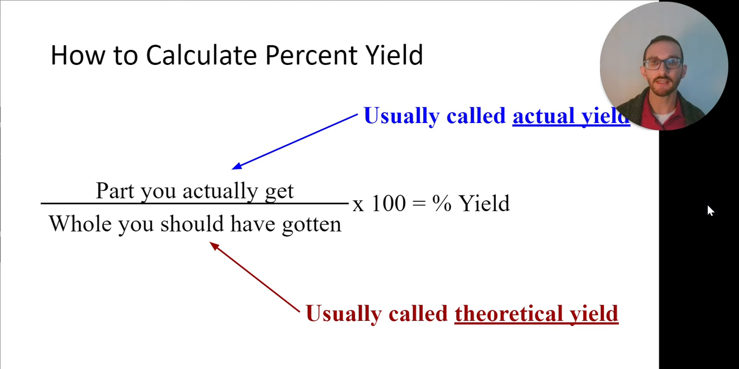So calculating percent yield is the amount that you actually get, usually called the actual yield, divided by what you should have gotten, usually called the theoretical yield, and multiplied by 100. This is the same percent calculation that we have done previously, and that is done as your grades. It's just with the word yield attached to each of the components.